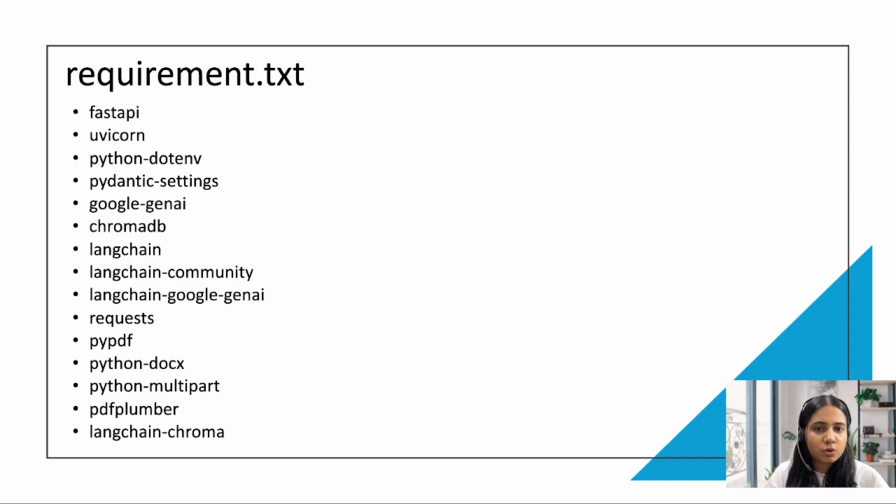Then langchain-chroma, it will connect ChromaDB with LangChain. Okay, so we are storing our data in the vector DB. Here langchain-chroma will help us store that data into ChromaDB, and LangChain is helping us connect with ChromaDB, and it will also help us with the retrieval of the data.